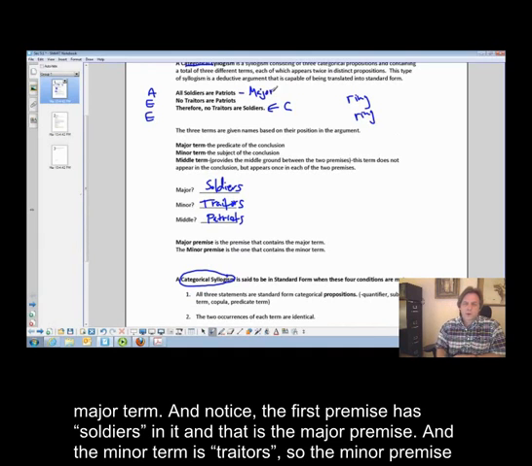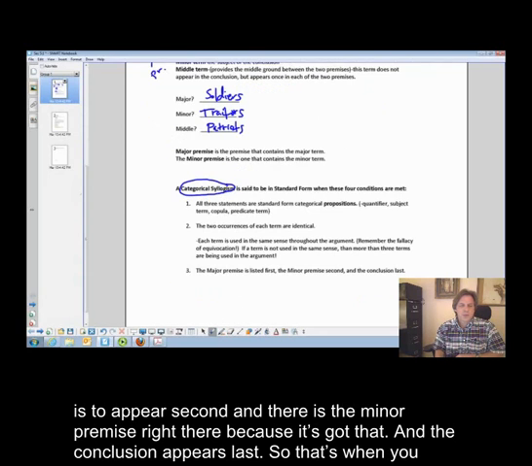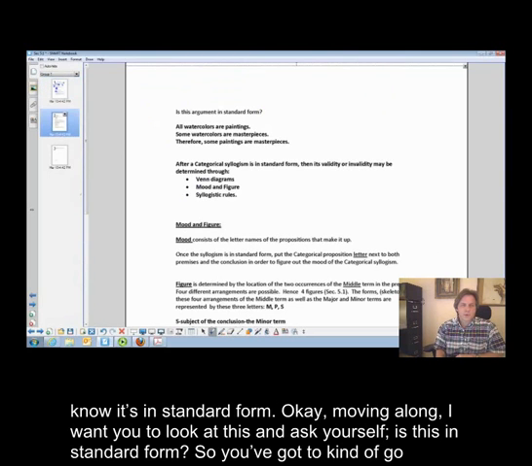And the minor term is traders, so the minor premise is to appear second, and there is the minor premise right there, because it's got the minor term, and the conclusion appears last. Okay, so that's when you know it's in standard form.